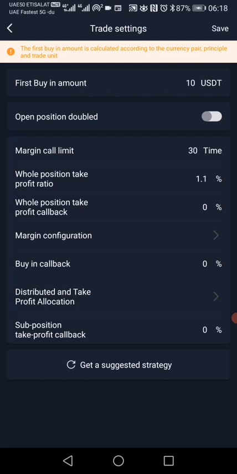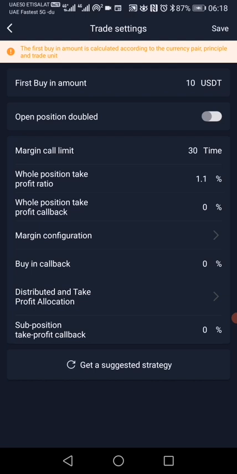For me, I go with 0. What I'm trying to say is that when the price of that coin rises by 1.1, just simply take profit for me. In this setting, that's how it looks. But in reality, sometimes it still falls below before that particular action is executed. So that is that about hold position take profit callback. I will skip the margin configuration. Like I said, I will handle margin configuration and distribution take profit allocation together because both of them are related.